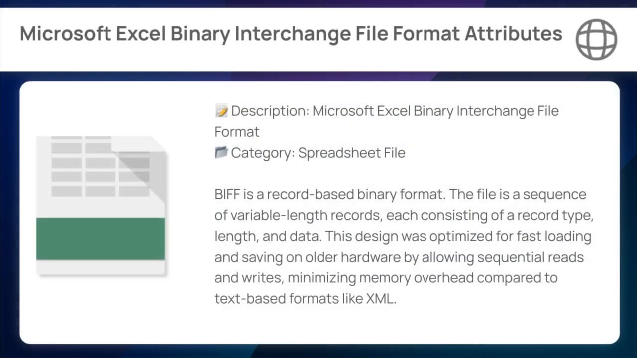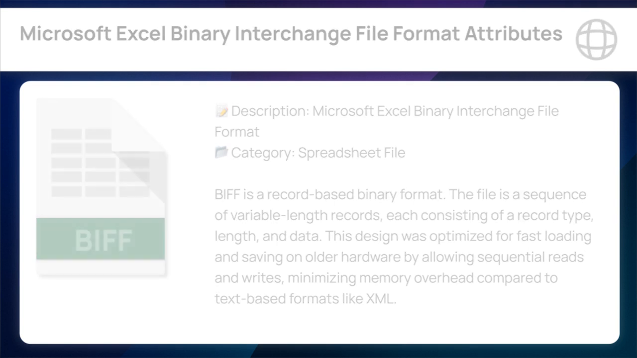BIFF is a record-based binary format. The file is a sequence of variable-length records, each consisting of a record type, length, and data. This design was optimized for fast loading and saving on older hardware by allowing sequential reads and writes, minimizing memory overhead compared to text-based formats like XML.